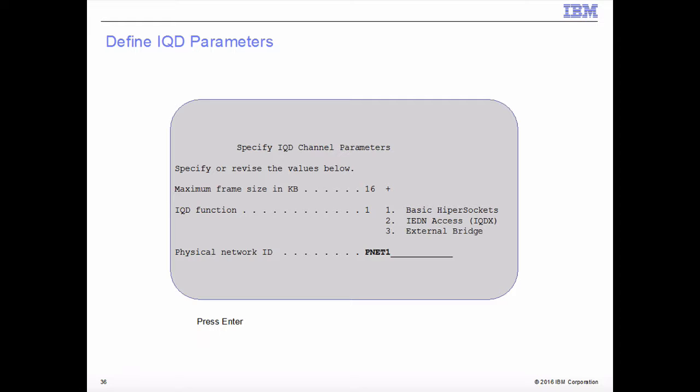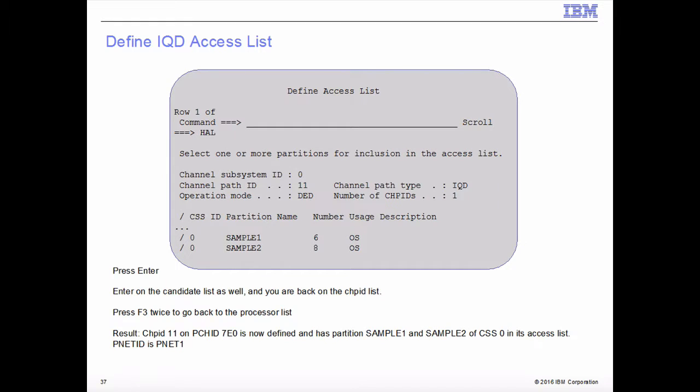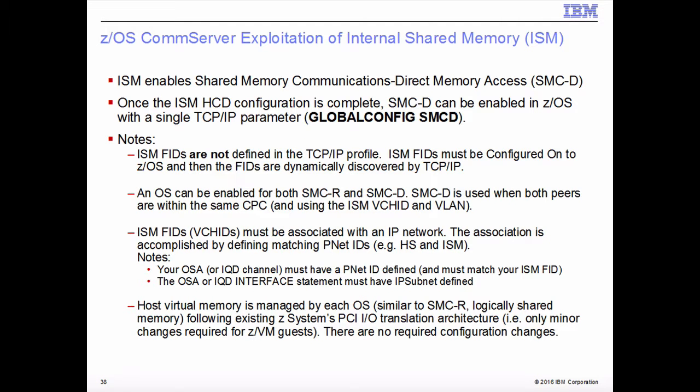And so onto the next chart, you'll see here, again, I'm defining my access list. So what LPARs do I want to have access to this IQD channel, and what devices I would define. So this is existing steps again. You can hit enter and provide that channel path access list. And then on the next chart, we'll talk a little bit about a summary of ISM. So now we just defined an ISM device and paired it up with a HiperSockets device in HCD, made it available to these two LPARs.